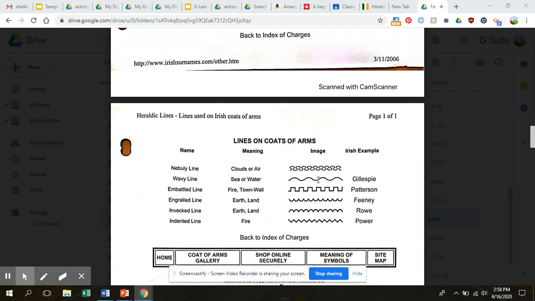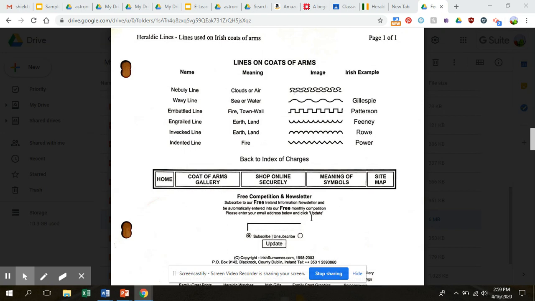For your divisions, you can decide to go with straight lines, or you can decide that between your divisions, you are going to use a wavy line, which means clouds of air, or this one, which is because maybe I love the ocean, so I might choose this because it represents sea or water. This would be a town wall or fire, earth, land, and then just plain fire. So that's what not drawing a straight line between your divisions. You could do one of those.